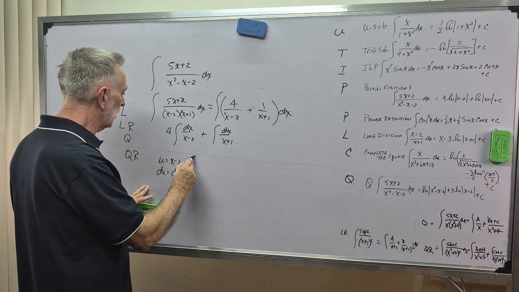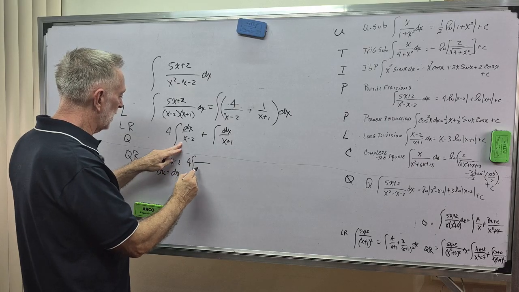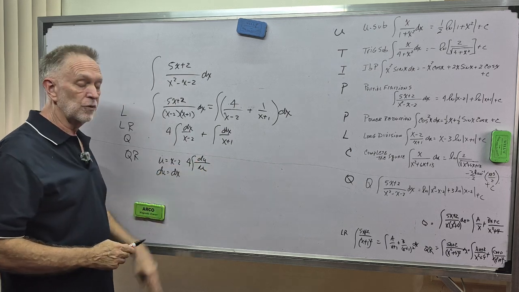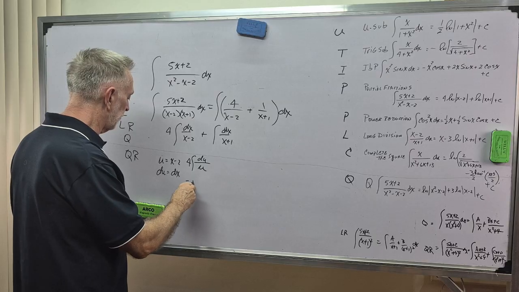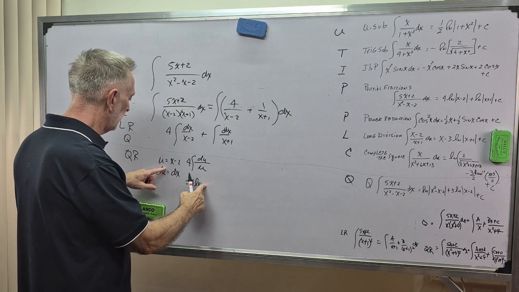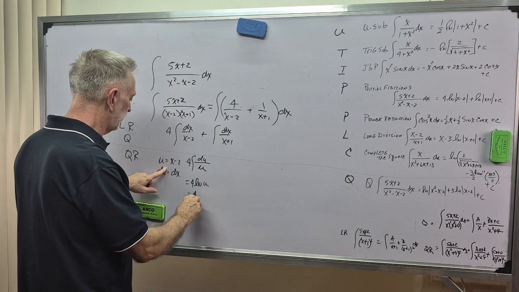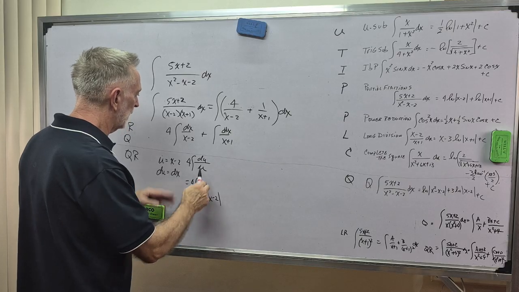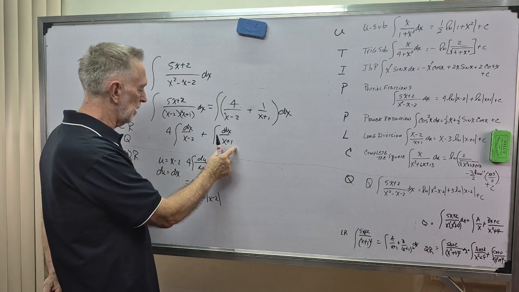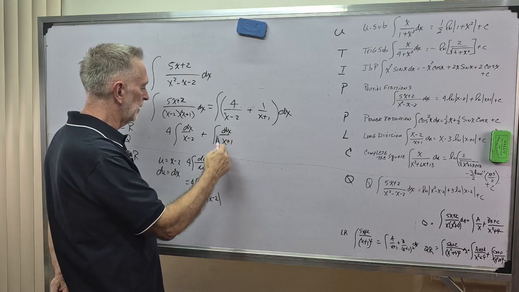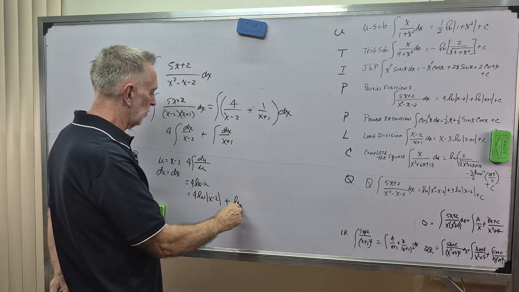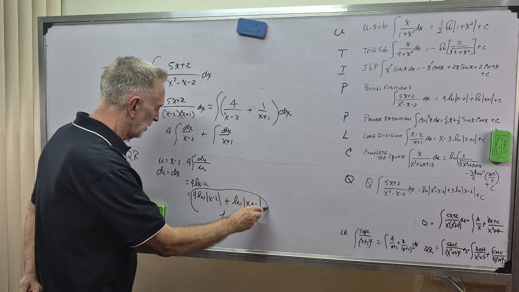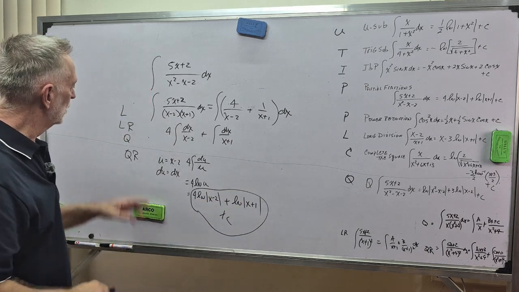So I have 4 times the integral of x minus 2, which is u, dx, which is du. The integral of du over u is natural log u. So I have 4 natural log of u. I'll just go ahead and write it. That's equal to 4 natural log of x minus 2. Okay, let's look at the other one. Same concept, right? x plus 1, so this would be plus natural log x plus 1 plus c.